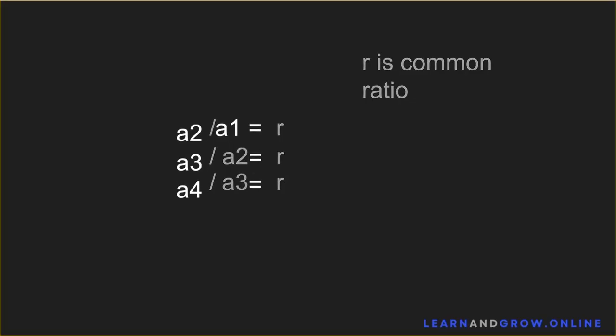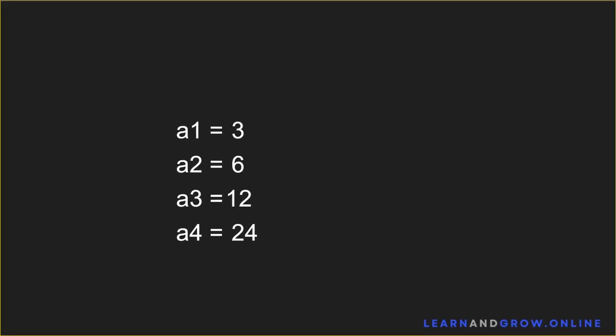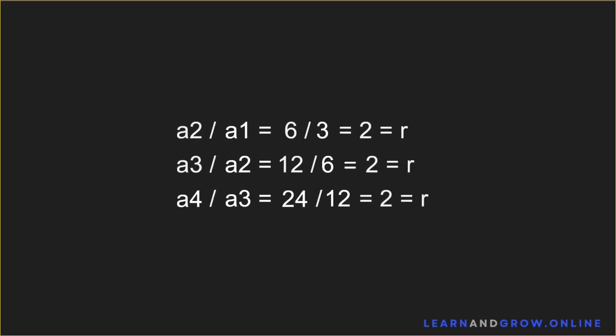So to make things clearer, let's say that the geometric progression is of 4 terms, and the 4 terms are 3, 6, 12, and 24. Now you can see where I'm going with this. You need to divide two consecutive terms and see if they all yield the same value. So a2 divided by a1 is equal to 2, because it's 6 divided by 3. Now a3 divided by a2 is 12 divided by 6, which is also 2. a4 divided by a3 is 24 divided by 12, which is also 2. So you can see clearly that the terms in the progression all have a common ratio. So this is indeed a geometric progression.